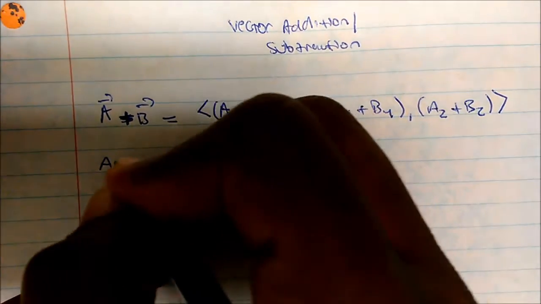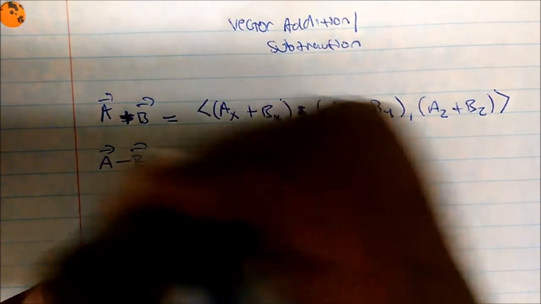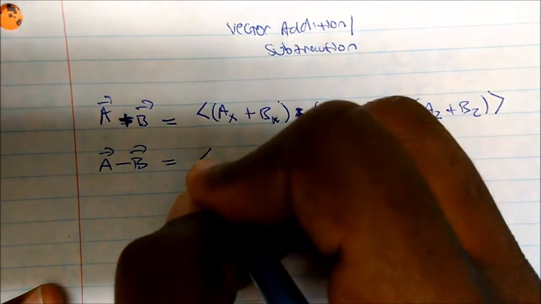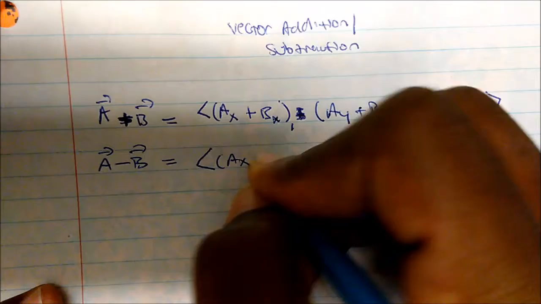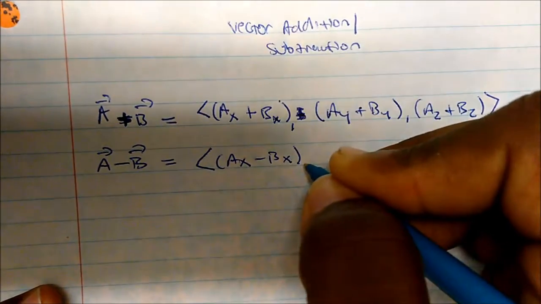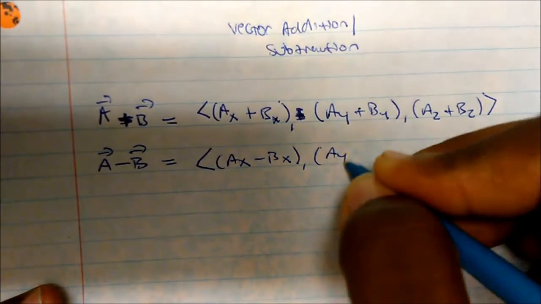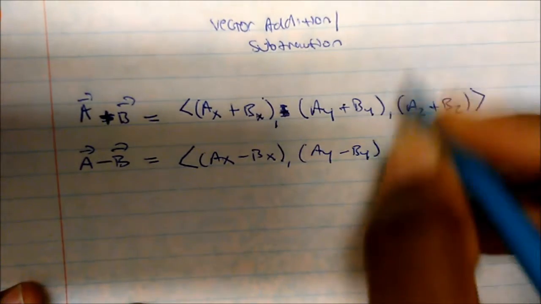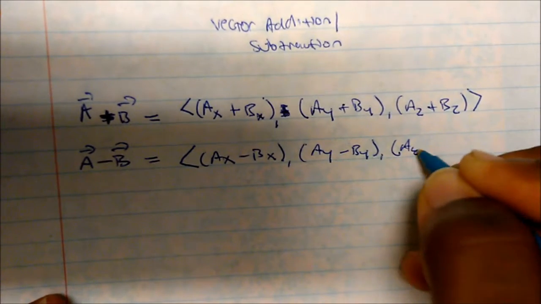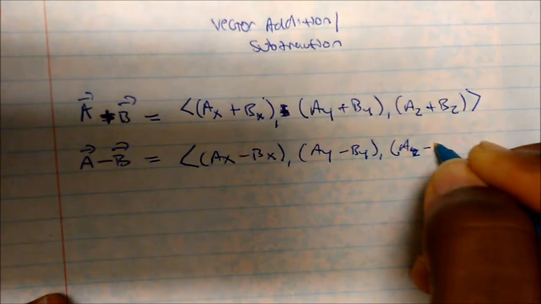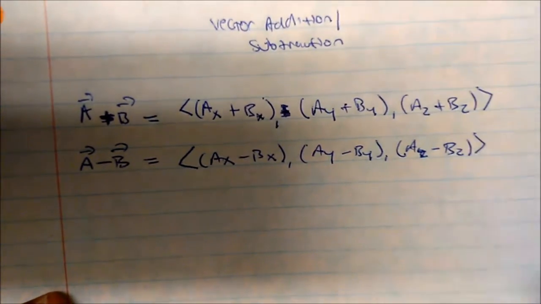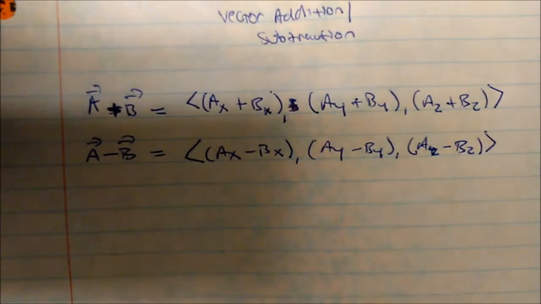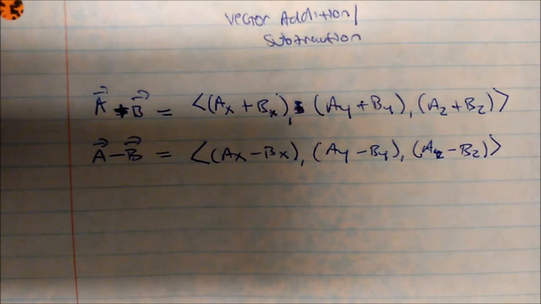Now the same is true for A minus B, the vector of A minus B. I'm going to split it up into its components. So this will be AX minus BX, comma, AY minus BY, comma, AZ minus BZ. So this is the general idea of the addition of vectors.